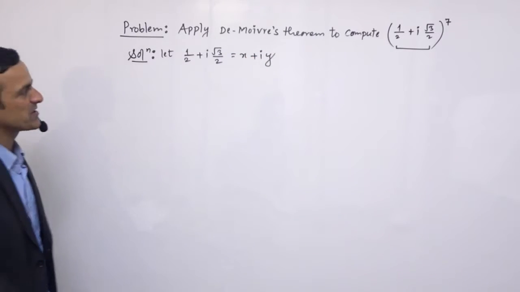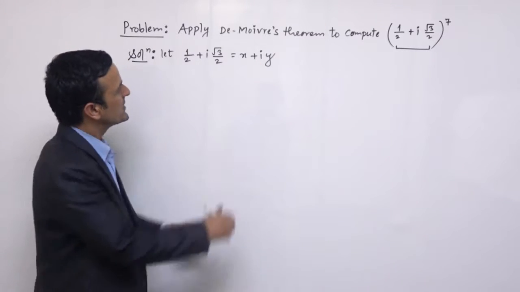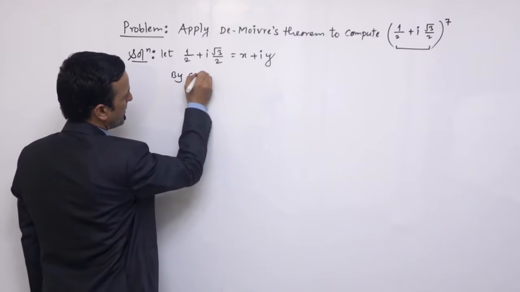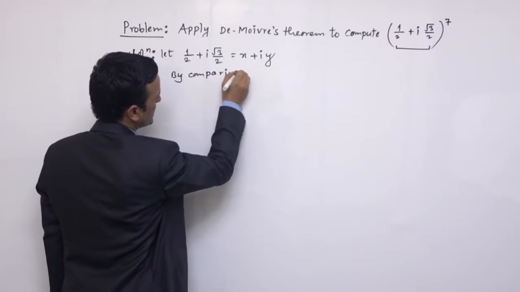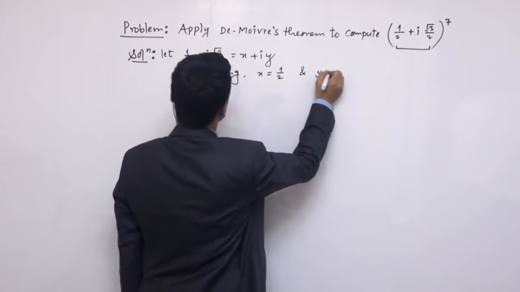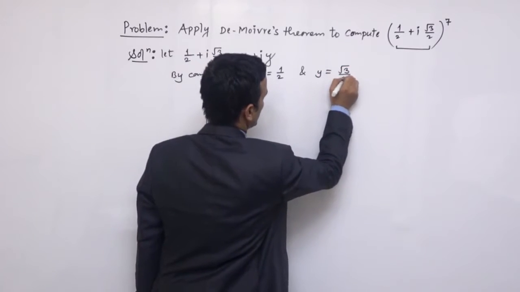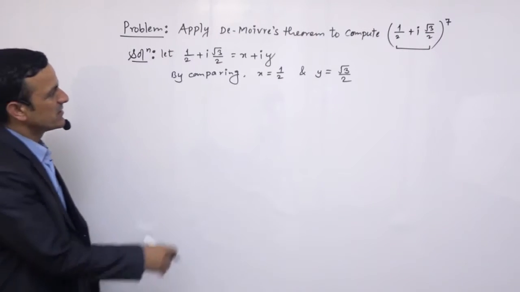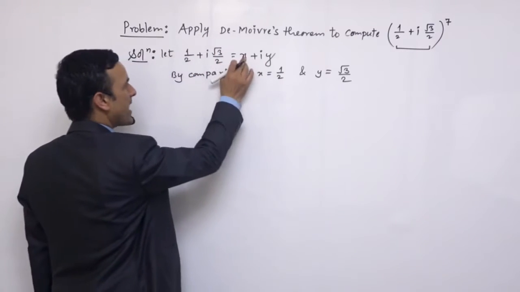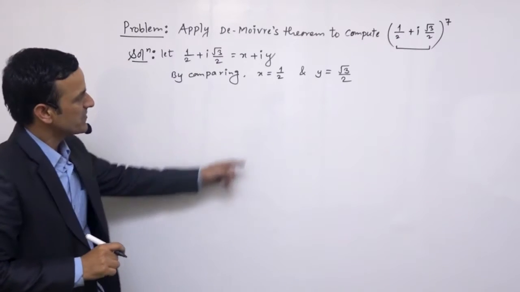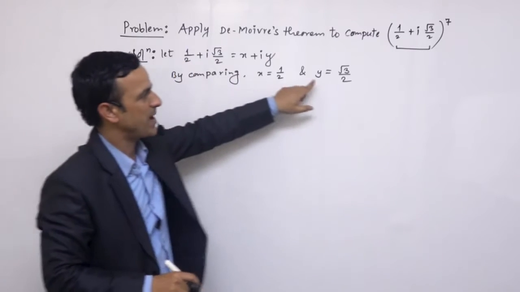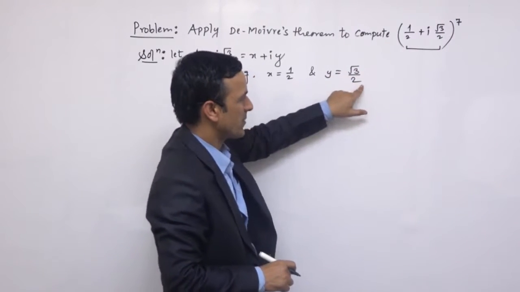यो फर्मलाई x plus iy सँग compare गरौँ. Comparing गर्दा के आउँछ? Real part. So by comparing we get x is equal to 1 by 2 and y is equal to root 3 upon 2. So these two values obtained after comparing this LHS and RHS, real part is equal to real part, x is equal to 1 by 2, imaginary part is equal to imaginary part. So value of y is root 3 upon 2.